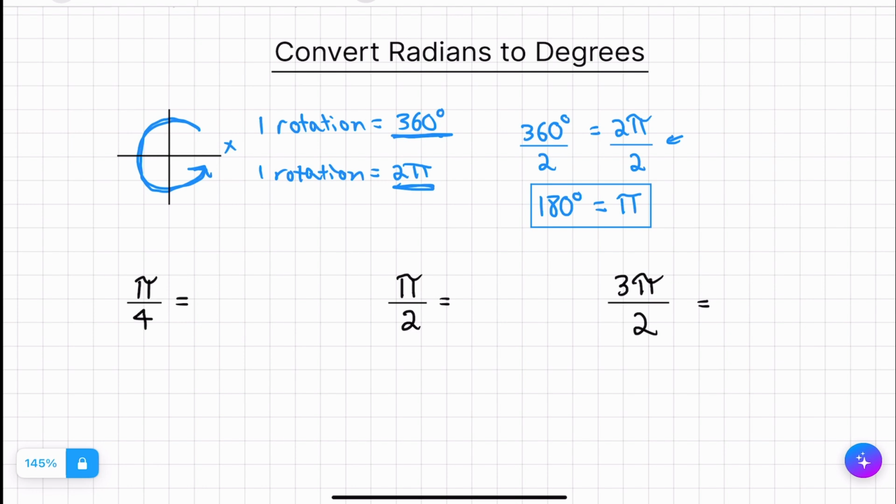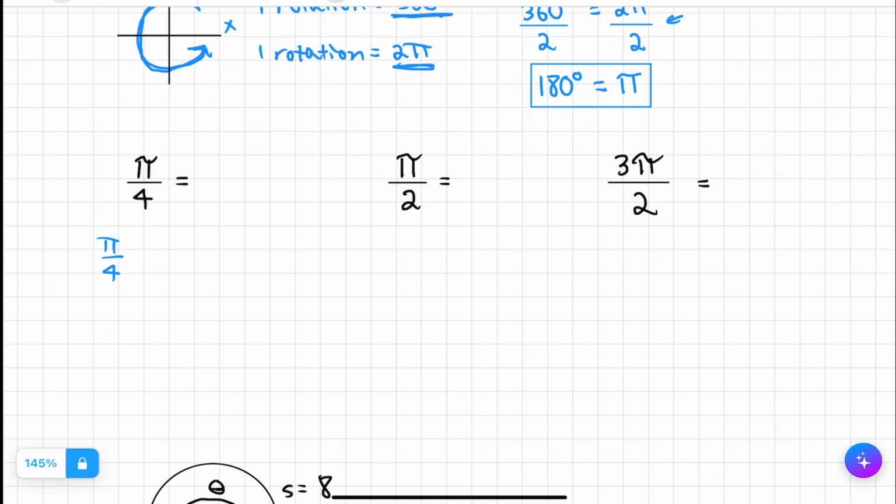So let's convert pi over 4 radians to degrees. We'll start by rewriting pi over 4. Then we need to multiply pi over 4 by 180 degrees over pi. Why do we put degrees on top and pi on the bottom? Would it work if we instead used pi over 180? What do you think?